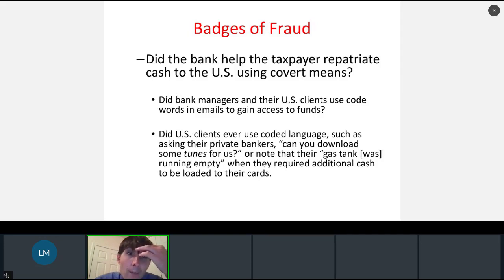Did the bank help the taxpayer repatriate cash to the US using covert means? For example, did bank managers and their US clients use code words and emails to gain access to funds? So yeah, the IRS will act like sleuths and detectives here to crack the case. Did US clients ever use coded language such as asking their private bankers, can you download some tunes for us? This came out of a case, believe it or not. Or note that their gas tank was running empty when they required additional cash to be loaded on their cards. You'd be surprised how common this was during a certain time period.